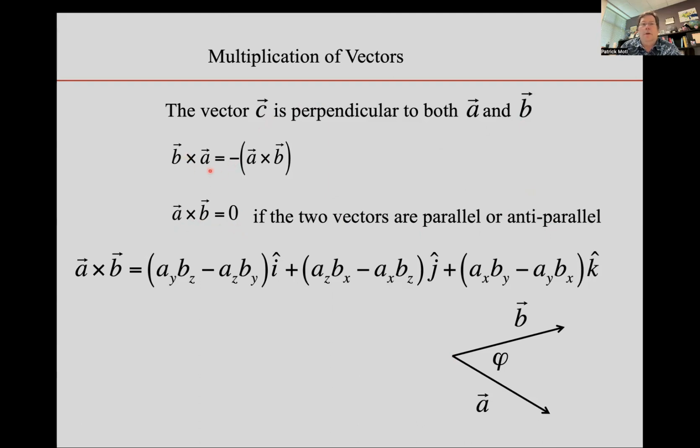The order matters, so it does not commute. The vector product does not commute. So if B cross A points in a particular direction, A cross B points in the opposite direction. Okay, so the dot product we saw commuted, the cross product does not.